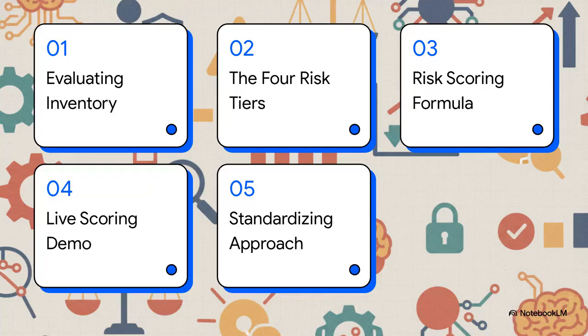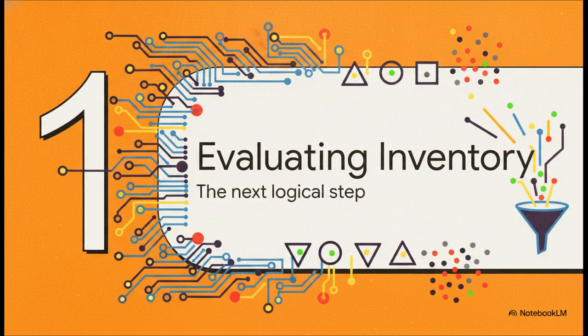Well, to get you started, today's agenda covers 5 quick steps. 1. Evaluating your AI inventory. 2. The 4 risk tiers. 3. The risk scoring formula. 4. A live scoring demo. And 5. Standardizing your risk approach. Let's get right into Section 1.